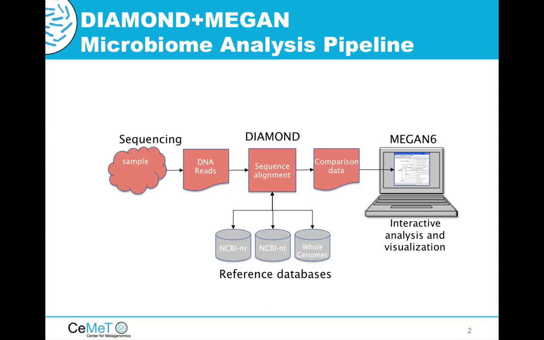This is your basic pipeline for starting analysis. You do DNA sequencing that gives you a file or multiple files of DNA reads. Then you use a program like Diamond to do a sequence alignment of your reads against appropriate reference databases, and the output of this is then given to a program called Megan, which allows you to interactively analyze and visualize the data.